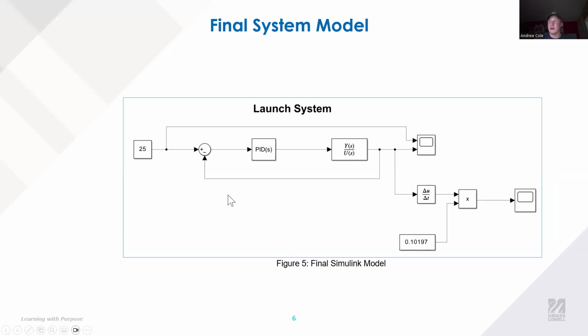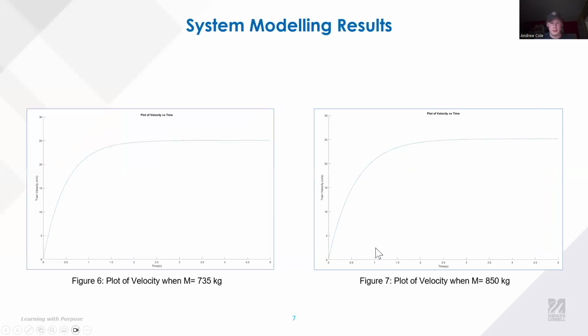So right here, I have my final system model that was made in Simulink. I have a constant of 25 because I was trying to get to 25 meters per second. This goes into a sum block through the PID, through the transfer function, and this is a closed loop function. So the response of the transfer function is getting fed back into the system to get to the output we want. And down here, I just have a simple derivative block going into a product block. This is going to take the velocity, turn it into an acceleration, and convert it into G's so we can see what G-force the passengers in the train are feeling.